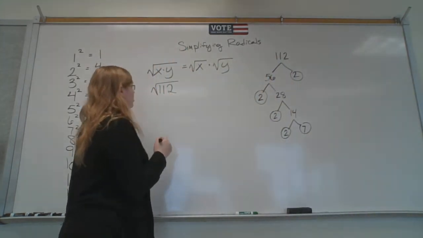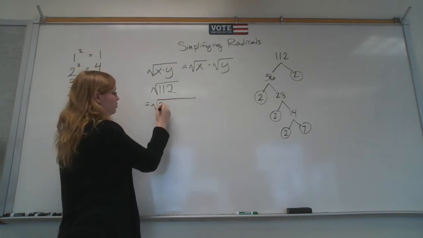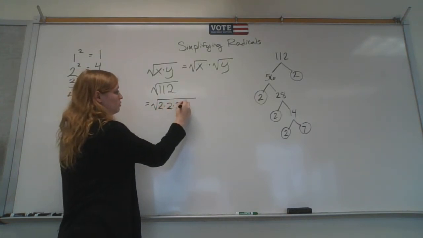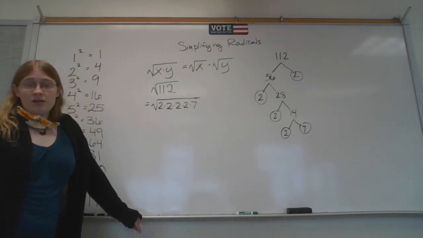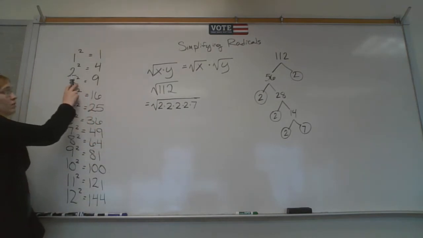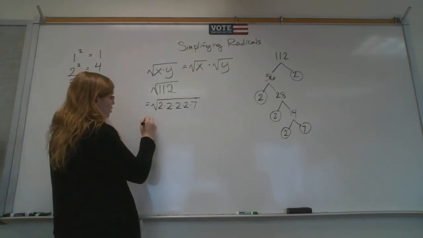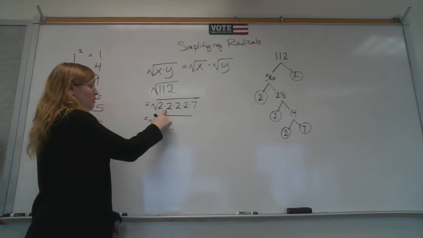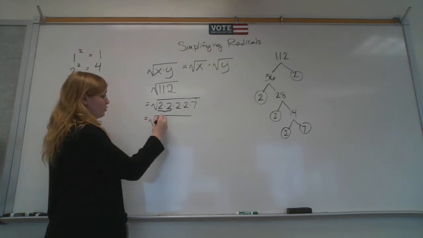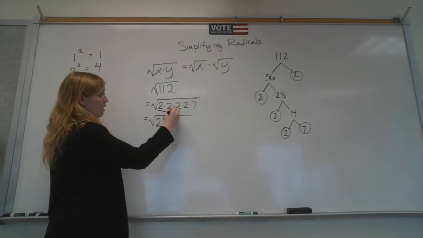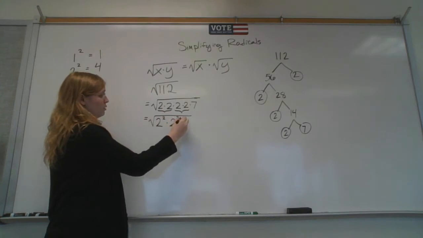So our prime factorization here is all our circled numbers: 2 times 2 times 2 times 2 times 7. Now, check this out. Anything squared means times itself, right? So here, 2 times 2, 2 times itself, can be rewritten as 2 squared. And another 2 times 2 can be rewritten as 2 squared. And then we've got our 7 there.